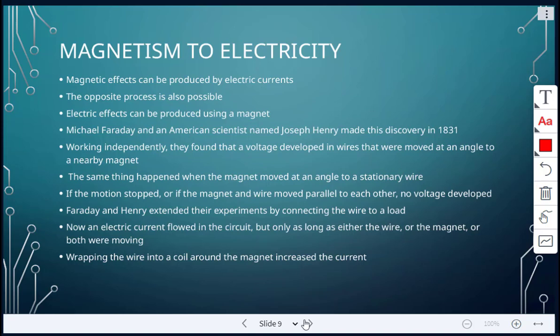But if the motion stopped, or if the magnet and wire were moving parallel to each other, there was no voltage. So they extended their experiments by connecting the wire to a load. Now you would have an electric current flowing in a circuit. As long as either the wire or the magnet is moving, you can have the production of electricity. As well, if you wrap the wire into a coil around the magnet, it would increase the current.